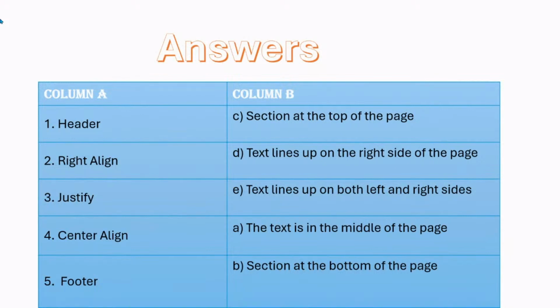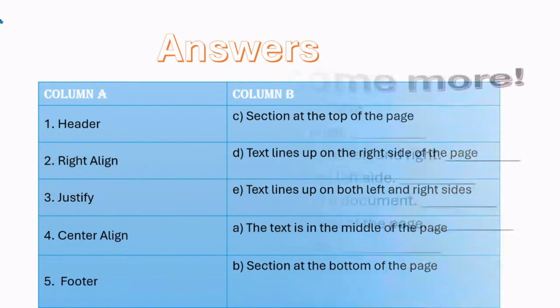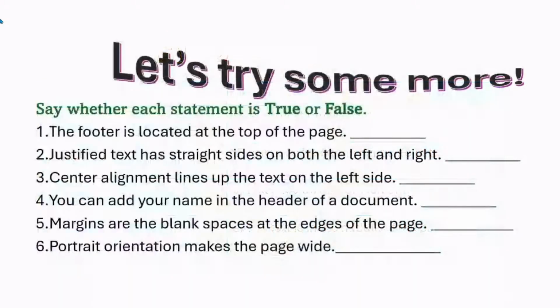So we're getting closer and closer to our last slides. Moving right along. For number 1, you're just going to type whether it's true or false. Or if you're moving a bit faster, you can just say number 1 true, number 1 false, and so forth from 1 to 6. Number 1, the footer is located at the top of the page. True or false? False. Very good, Jodian. Number 2, very good, determined youth. Justify text has straight sides on both the left and right sides.